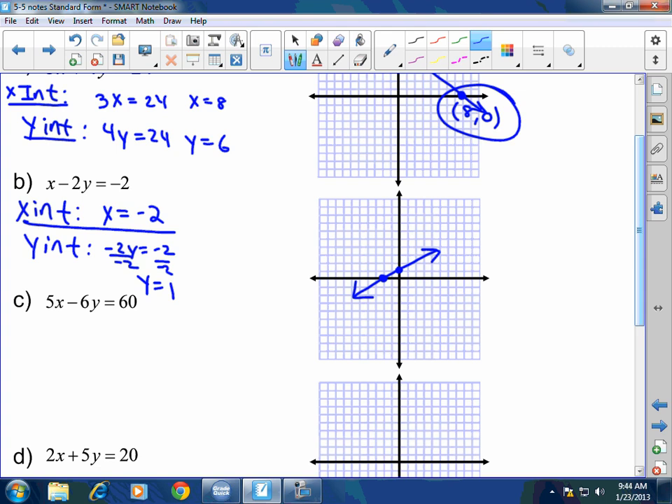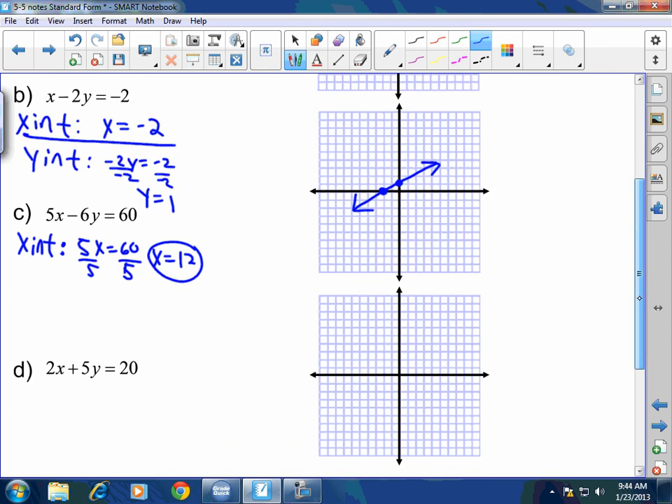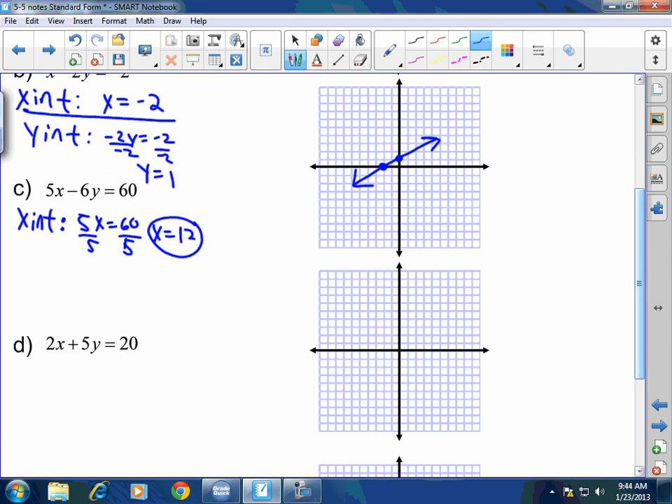For C, does 5 go into 60, gentlemen? Does -6 go into 60? So can we use this procedure? When I find my x-intercept, what do I make go bye-bye? The y, because y is 0 now. Remember, -6 times 0 is 0. So we're left with 5x equals 60. Divided by 5, so x equals 12. That's my x-intercept. I'm going to go by 2's on the x's. So 2, 4, 6, 8, 12. I'm going by 2's there, guys.